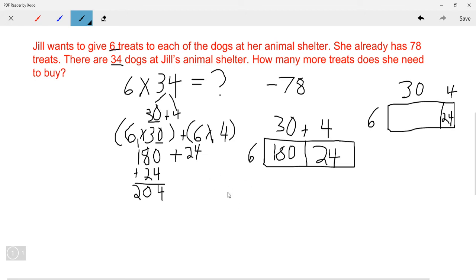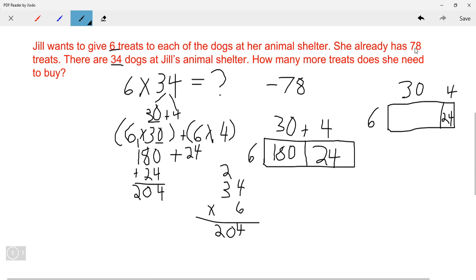And my favorite way would be the standard algorithm. So 34 times 6. 6 times 4 is 24. Carry the 2. 6 times 3 is 18, plus 2 is 20. And we get the same answer in each, so 204. Now, that's how many treats she needs in all.